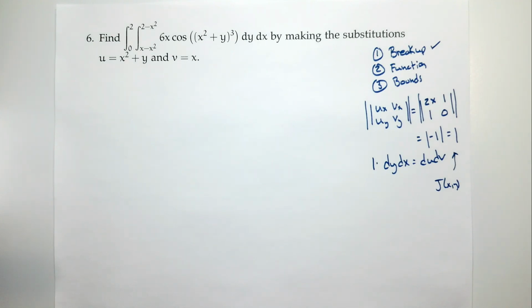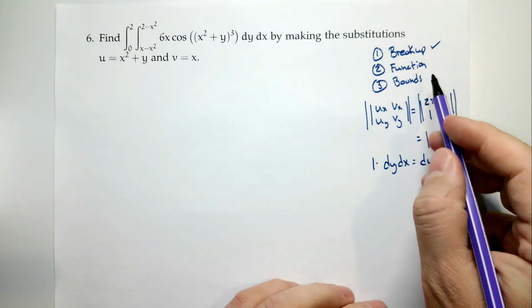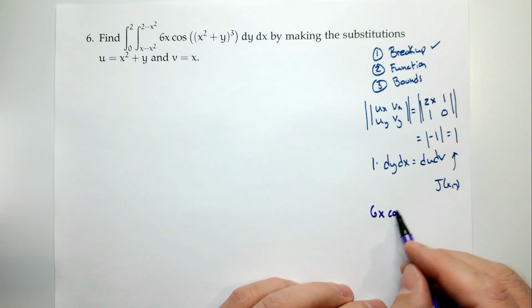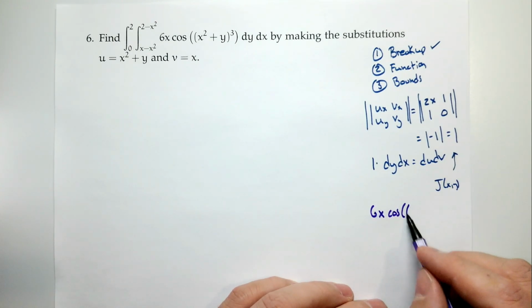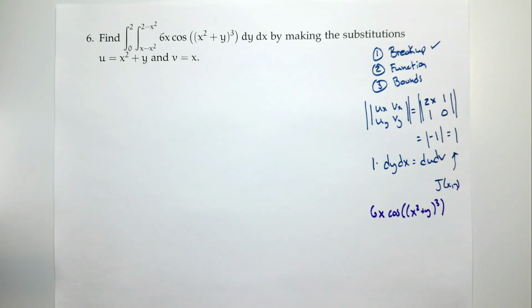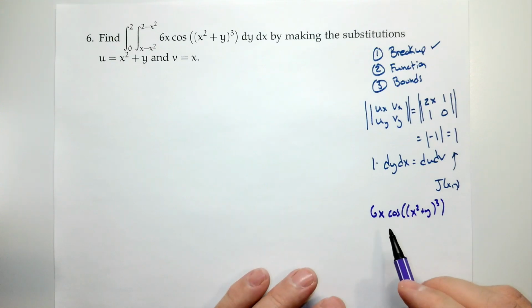Okay, now let's go to the function. So our function is 6x cosine of x squared plus y cubed. Because we're going to take the whole thing, none of this is being pulled up into the Jacobian. So let's think about what we have here. Well, we want to write everything in terms of u and v.